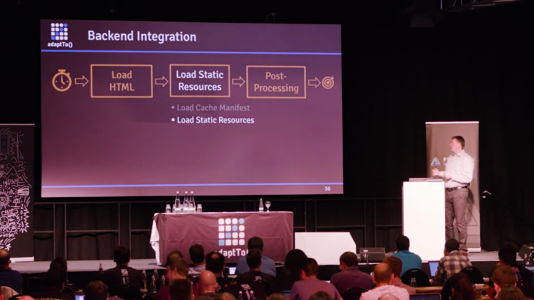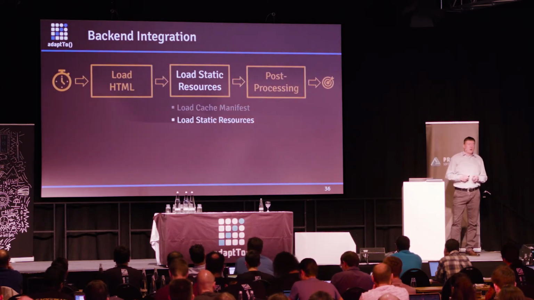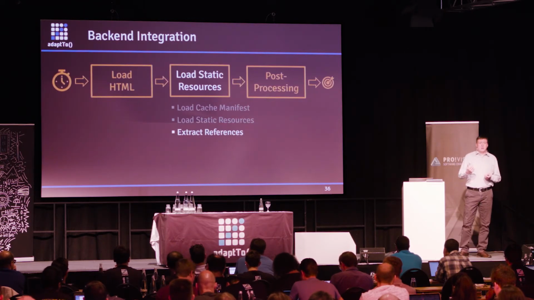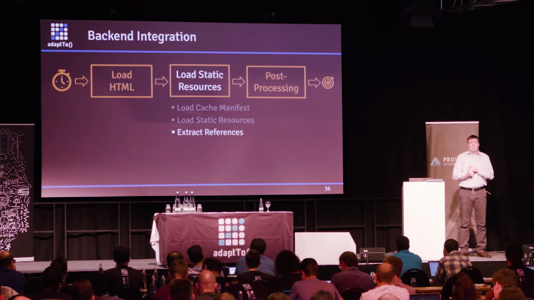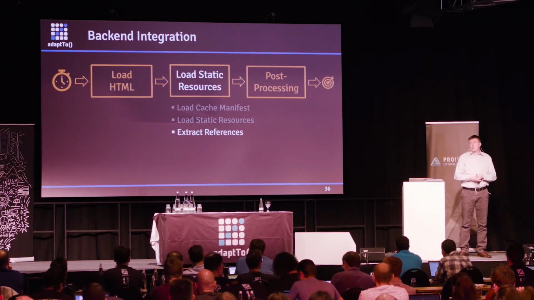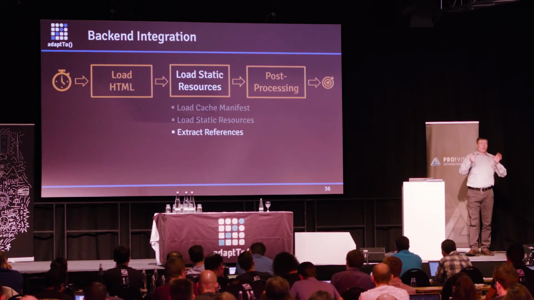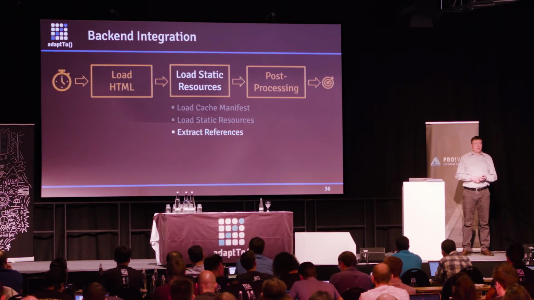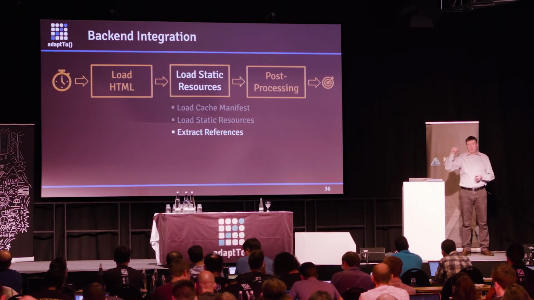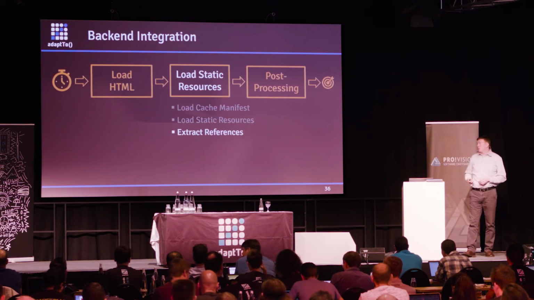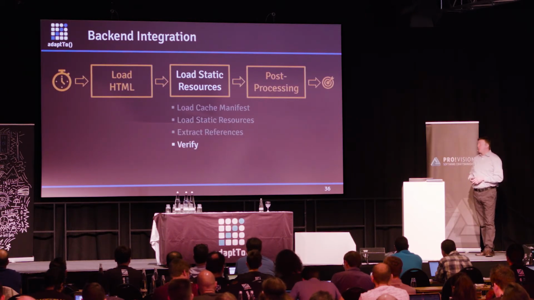And then we load the static resources. Of course, we have to extract references. Take CSS files as a sample. They might have references to background images or so, so there are even more static resources. But we collect them and store them somewhere in the repository, under var, app integration, and then the app ID, and there we store all the data. And then we can verify the stuff.